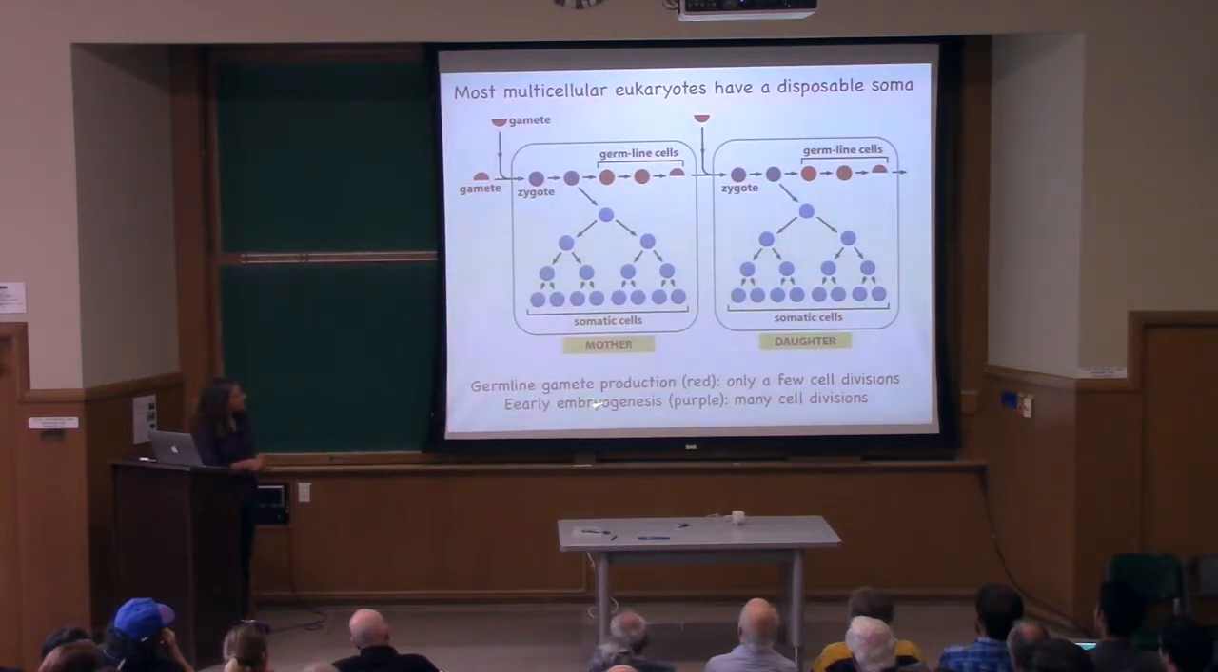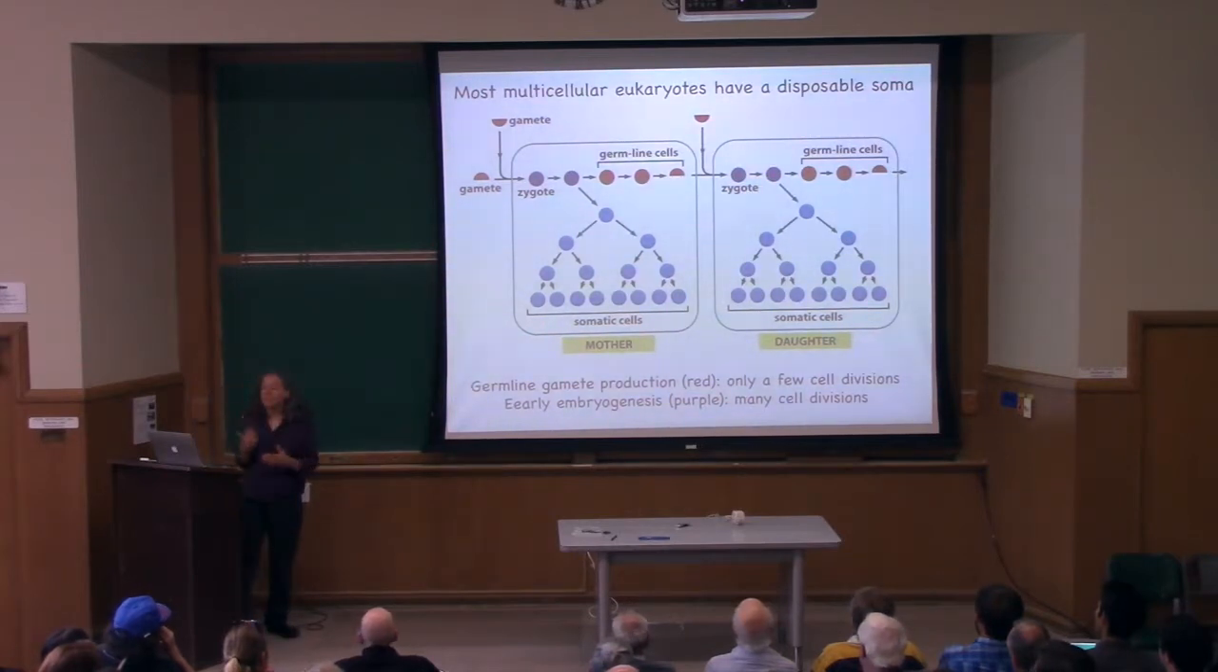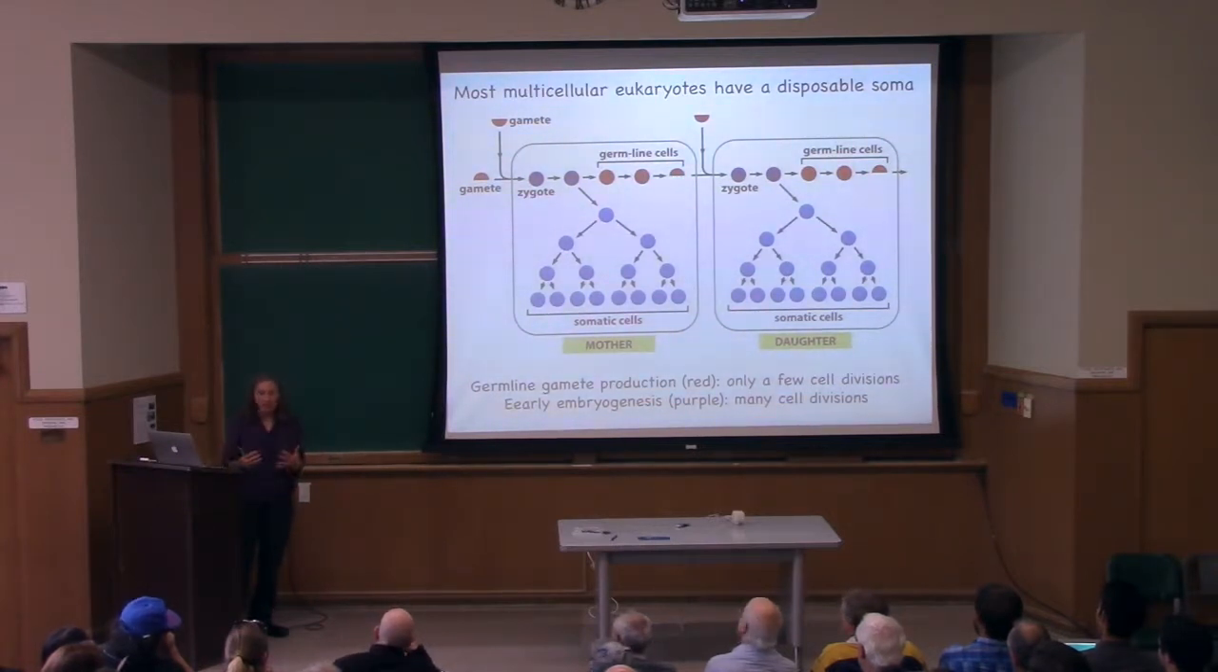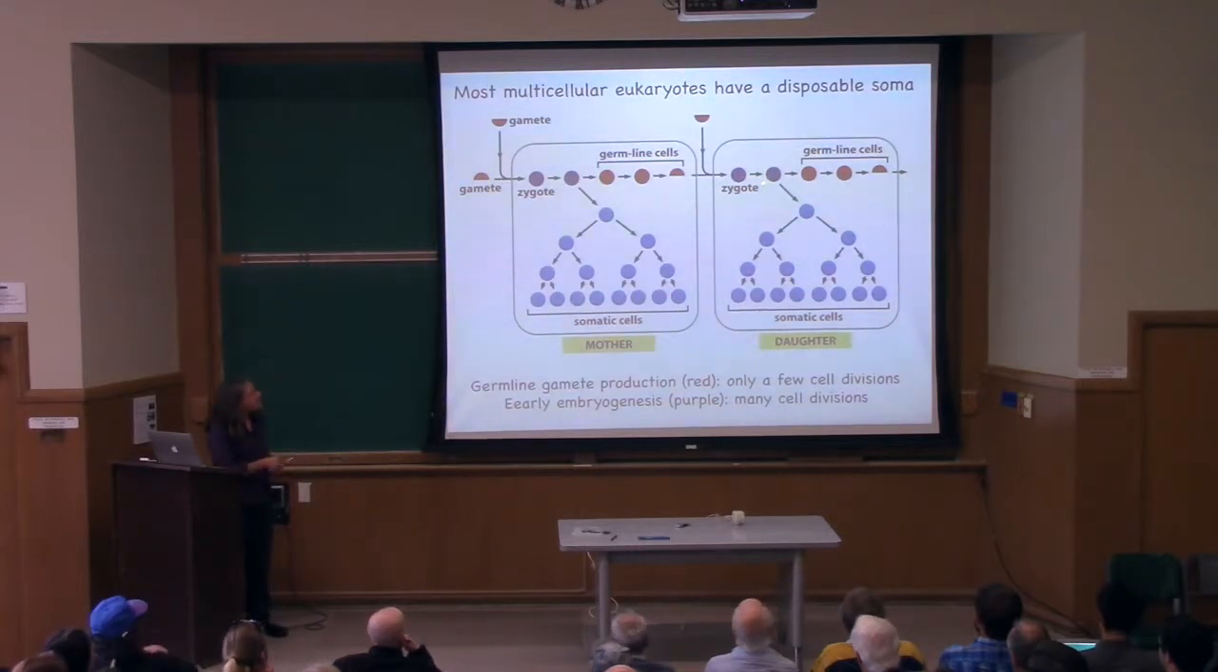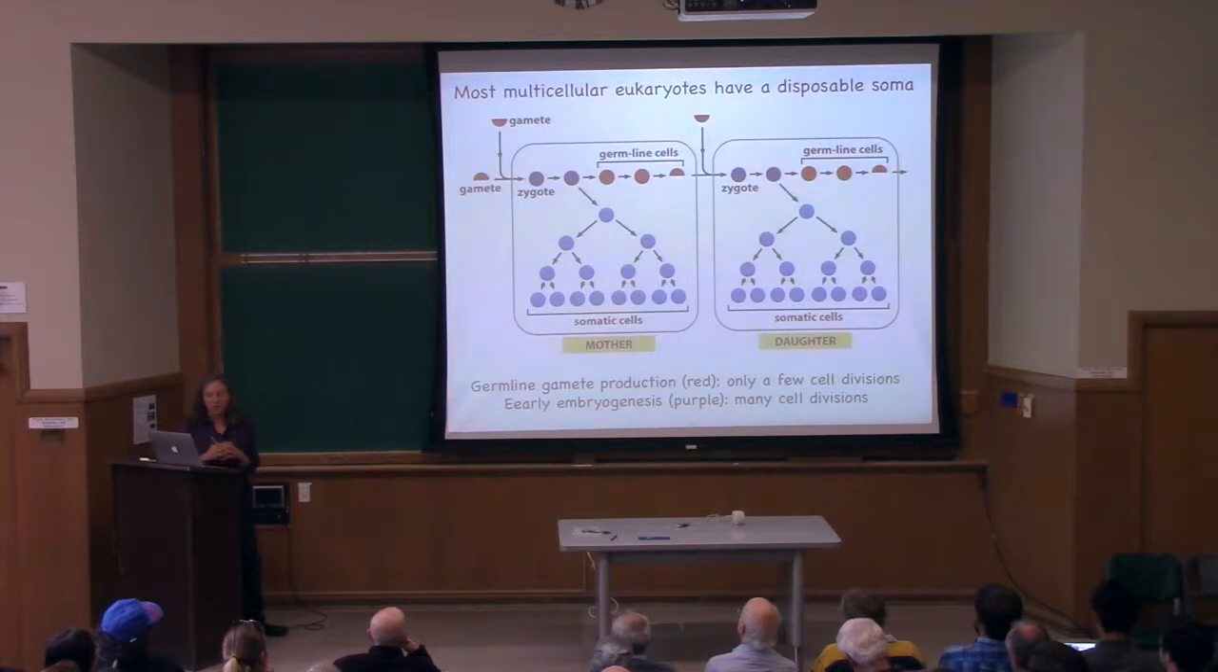Early embryogenesis, okay, here this purple cell, in fact has many, many cell divisions. Because if you think about it, you're starting from one cell, and you have to make an entire organism. Small, big, bigger, and there's a lot of cell turnover. So in fact, it's these cells that would be the ones that should have telomeres.